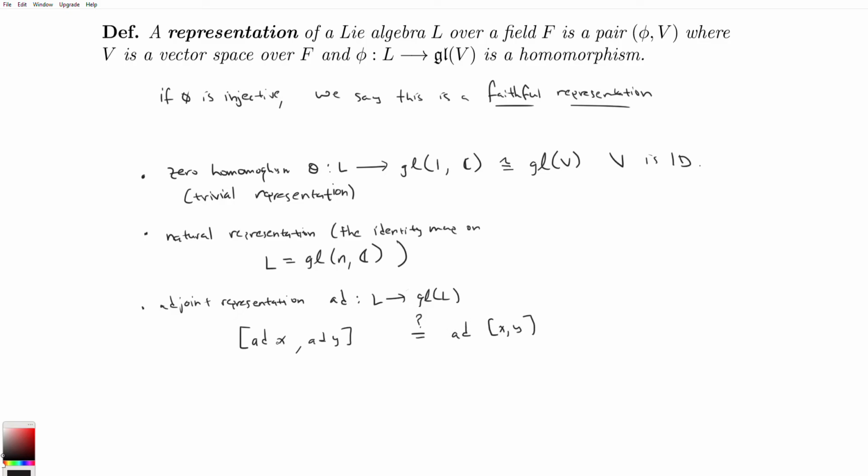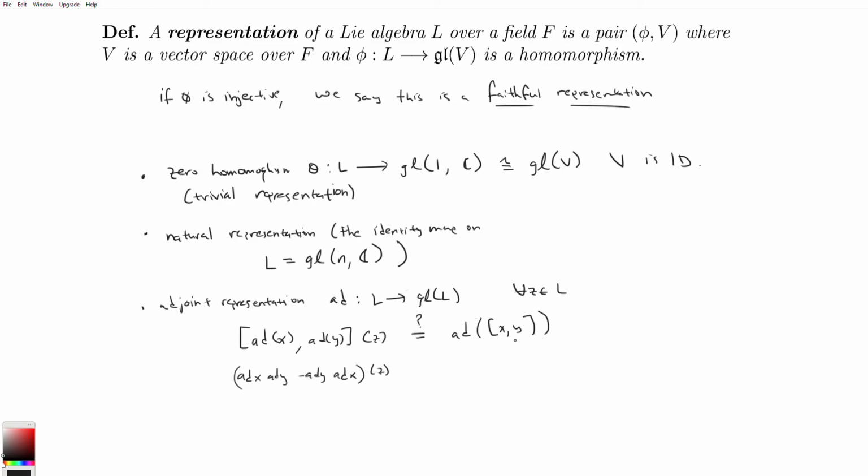Does this make sense? ad is the map, but on both sides of the equation we have linear operators. So the way we check that they're the same linear operator is if they agree on any arbitrary vector. So for all z in L, we see what happens if you act on z. On the left-hand side, because this sits inside GL of L, we use that bracket, so this is ad x ad y minus ad y ad x acting on z.